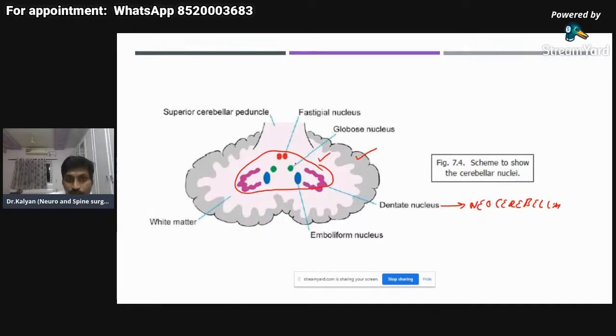This is the globose and the emboliform nucleus. Are you able to see the globose nucleus and the emboliform nucleus? These nuclei are of intermediate size. Both these nuclei are connected to the paleocerebellum and they are concerned with tone and posture. And the final one, the smallest nucleus, is the fastigial nucleus. This nucleus is connected to the vestibulocerebellum, and so it is concerned with balance. And one more thing you have to remember: the dentate nucleus is connected to the red nucleus.